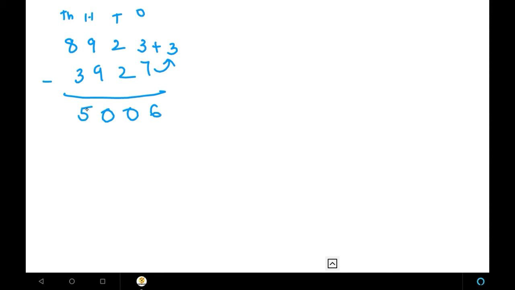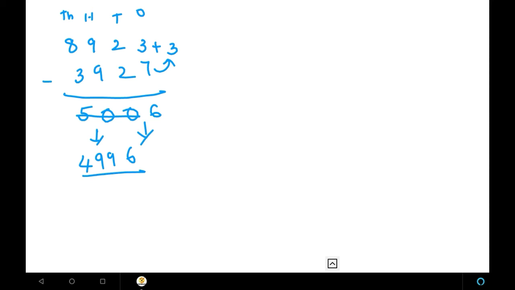5006. So in the next step, we should cross the whole thing, that is 500. We should cross the full 500 and write 499, the number before 500, and keep this 6 as it is. So this is our answer.